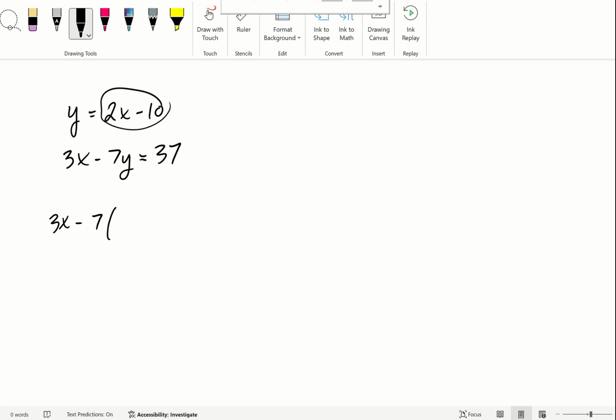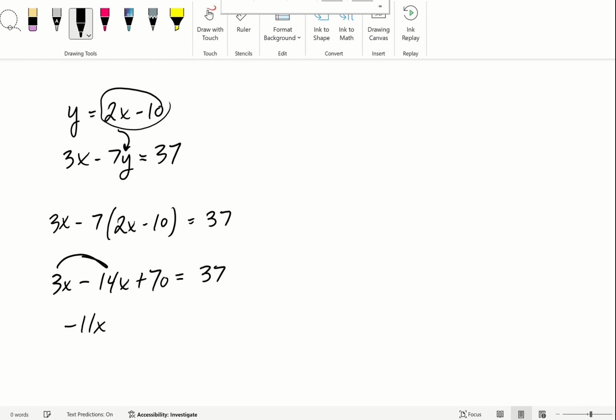Now I'm going to take this and plug it in here. So 2x minus 10 is equal to 37. We're going to distribute that 7. So 3x minus 14x plus 70 is equal to 37. I'm going to combine like terms here. So that's negative 11x. And then I'm going to subtract 70 from both sides. Is equal to negative 33. So x is equal to 3.